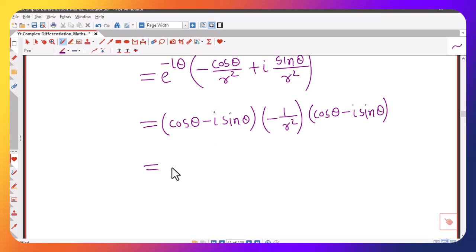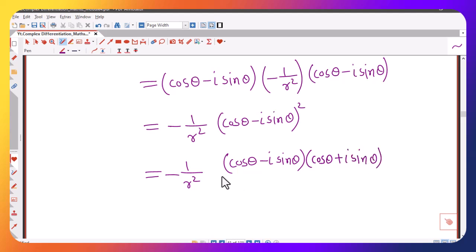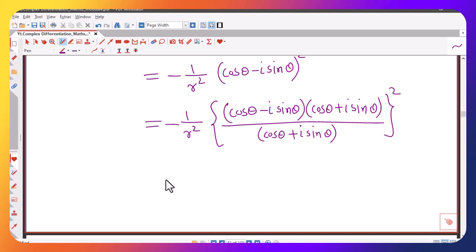and now I can rewrite this as minus 1 by r square and cos theta minus I sin theta whole square, and then what I am doing is I am multiplying this cos theta minus I sin theta by cos theta plus I sin theta, and therefore for adjustment I have to write cos theta plus I sin theta here and the whole square. After that minus 1 by r square as it is.